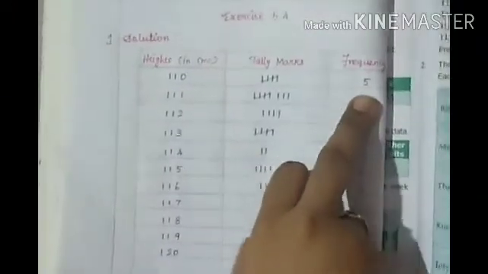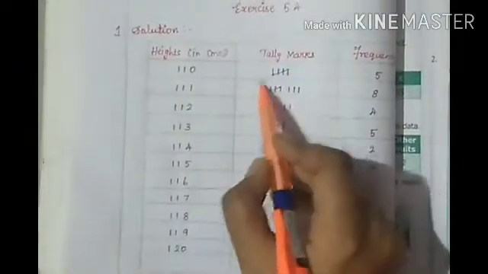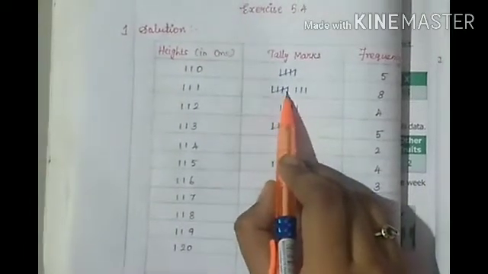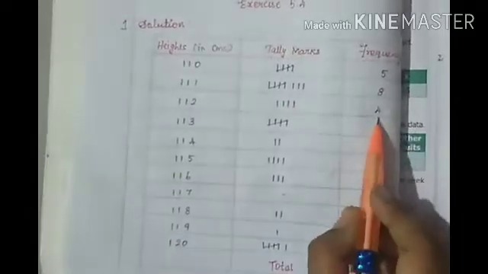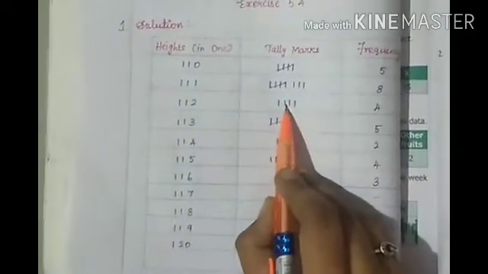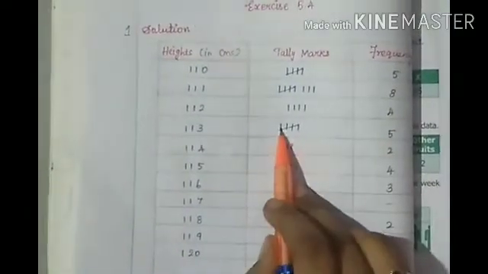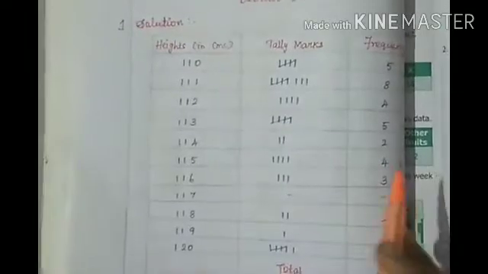Okay children, now we are going to write the tally marks for these. How will we write the tally mark for 5? 1, 2, 3, 4, and you have to cut across. For 8, how will we write? 1, 2, 3, 4, 5, you have to cut it, then 6, 7, 8. For 4, how will you write? 1, 2, 3, 4. For 5, 1, 2, 3, 4, and for the 5th one you have to cut it.